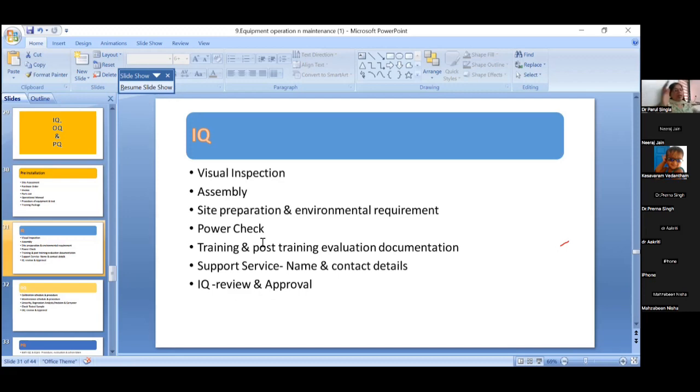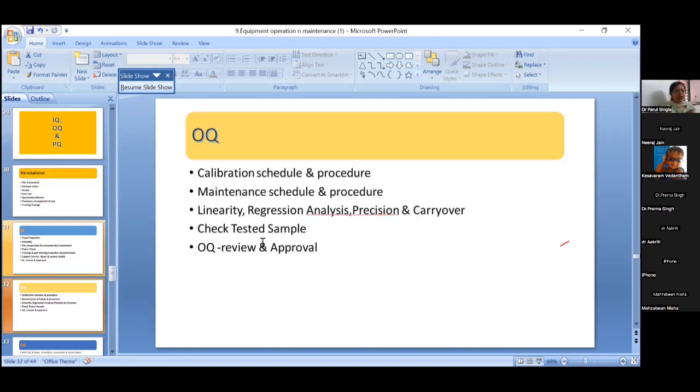Yes, that instrument has been assembled properly. It has been placed on the site which has been finalized for it. The power supply is okay. It has been connected to the UPS. Trainings and post trainings will be done on it. The supplier will also sign it, and you will also sign and approve it. Then operational qualifications.